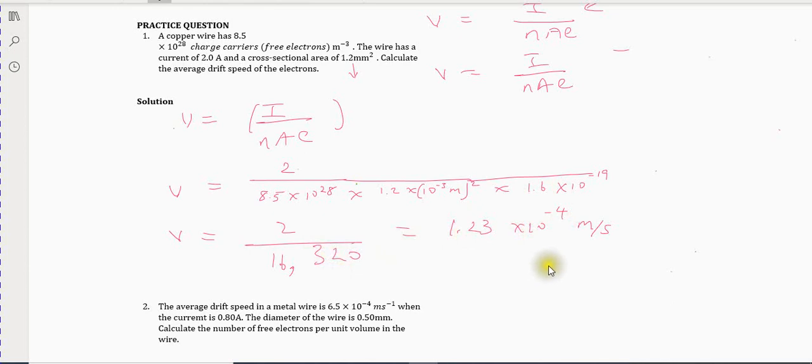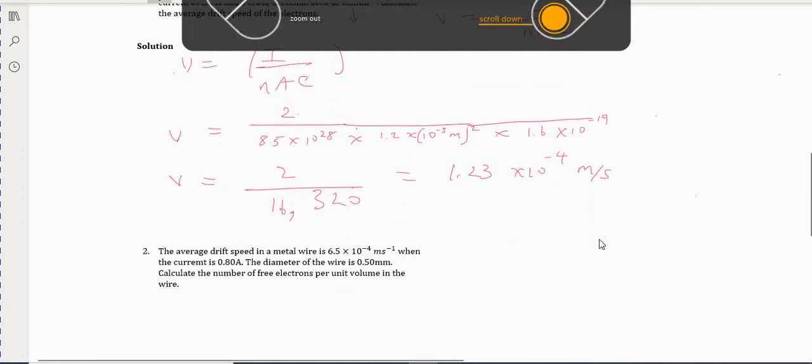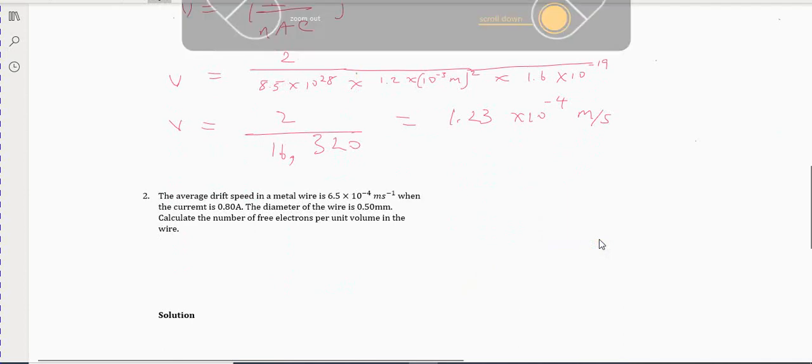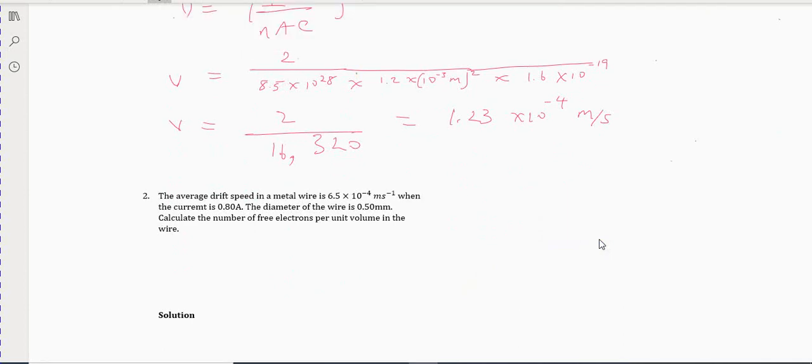And clearly, because we are dealing with velocity, we expect that it is going to be meters per second. All right, so that's an easy problem for us to attempt. Now let us go ahead and try this problem for ourselves.